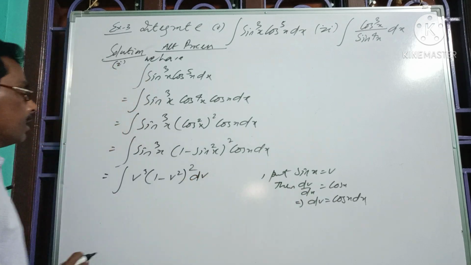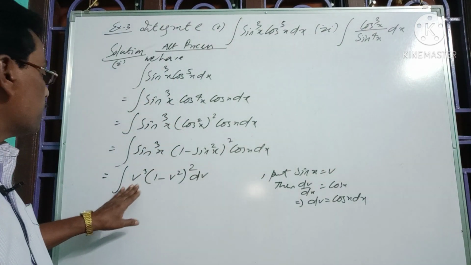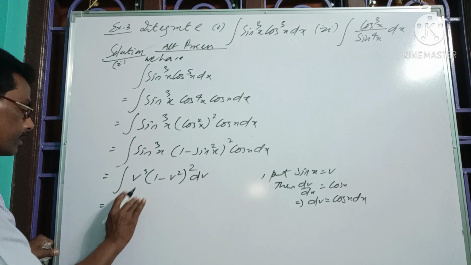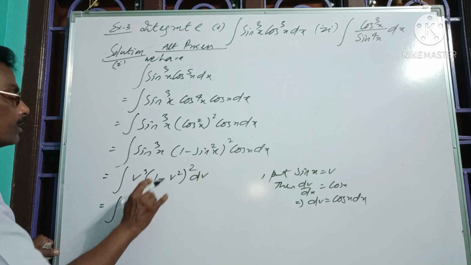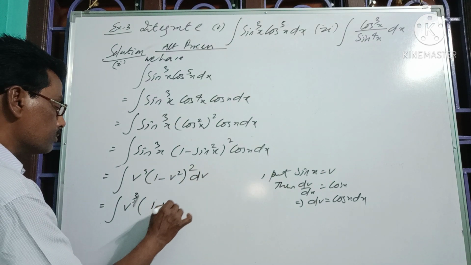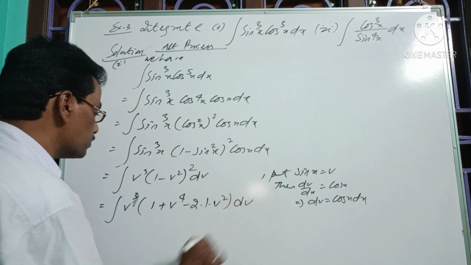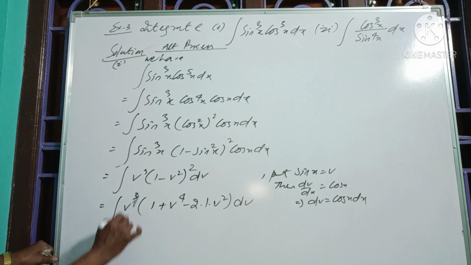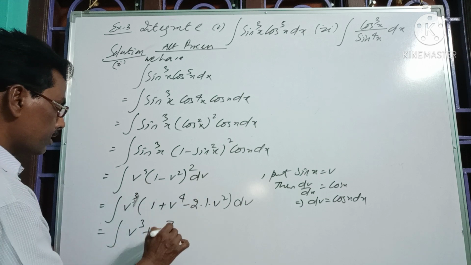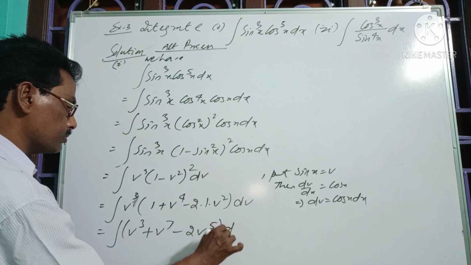So now we got a polynomial function of v, which is easily integrable. Squaring and multiplying, we can integrate it. So we have integration of v to the power 3 into, squaring 1 minus v square, we have 1 plus v to the power 4 minus 2 into 1 into v square, integration with respect to v. Again simplifying, we have integration of v to the power 3 plus v to the power 7, multiplying v to the power 3, minus 2 into v to the power 5, whole integration with respect to v.